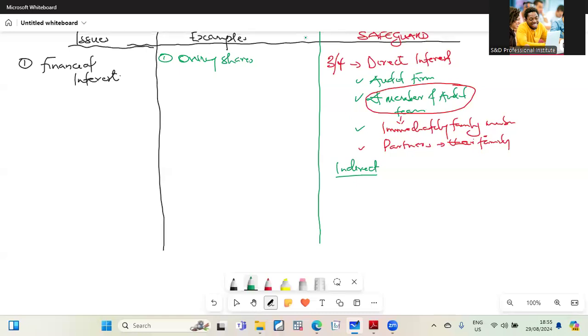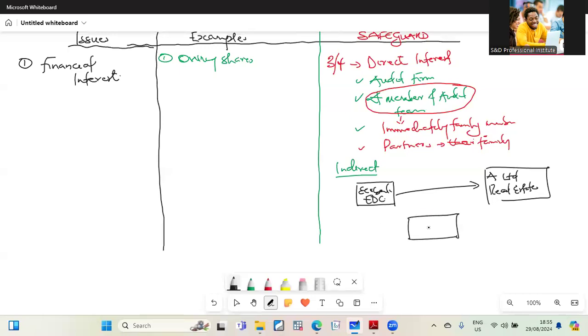So let's say I put my money in EcoBank EDC. Then EcoBank goes and uses my money to invest in a limited real estate company. They use my money to go and do that. Then I am the auditor, or a member of the audit team, or any of these ones.